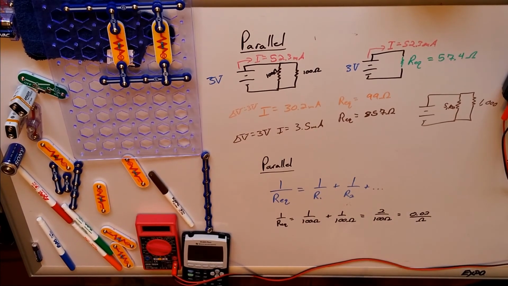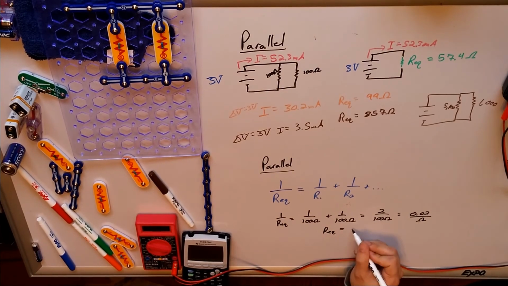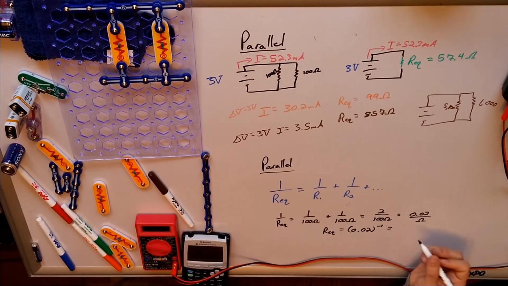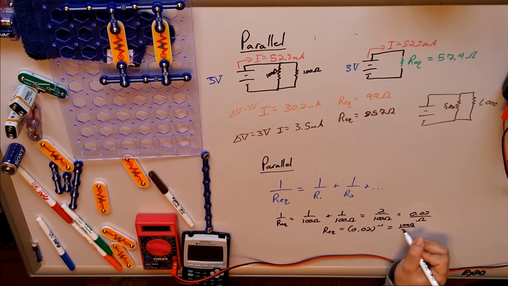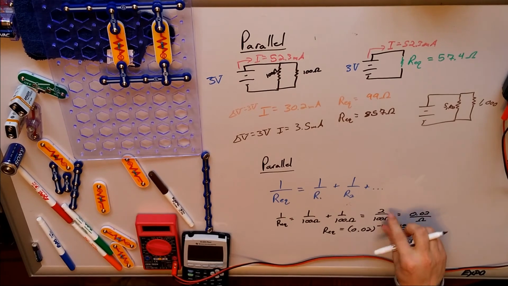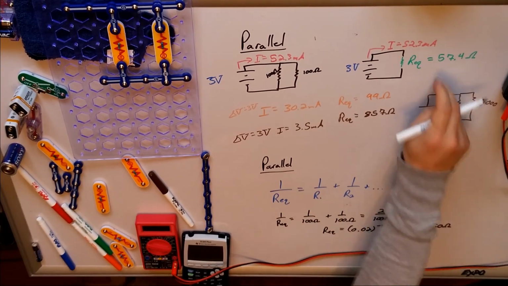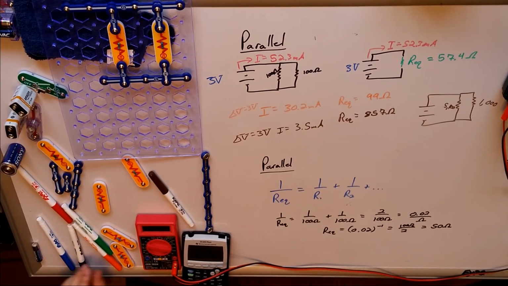Ohms is in my denominator. I need to flip both sides. That means that Req is equal to 0.02 raised to the negative 1, which is the same thing as 100 ohms over 2. I flip Req up, I flip the other side around, and I end up with about 50 ohms, which is what we saw. It's actually about 57. Remember, these might be upwards of 110, and that might fluctuate it some.